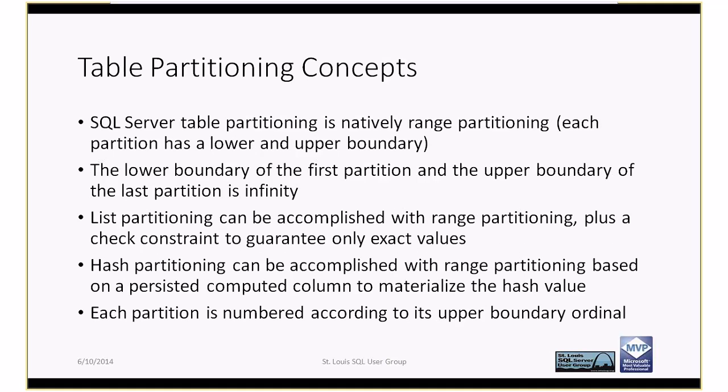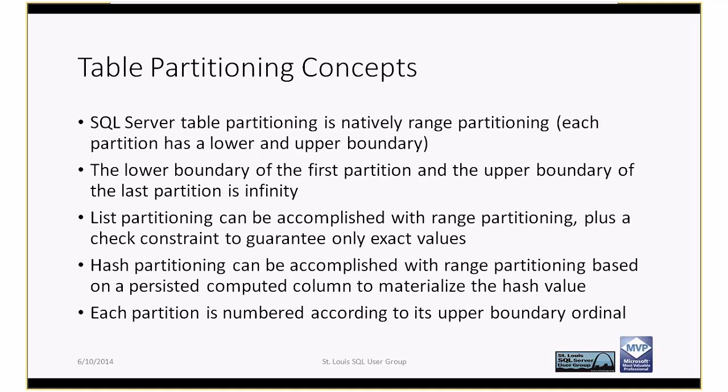SQL partitioning is natively ranged partitioning, meaning that every partition has a lower and an upper boundary, and any values that fit within that boundary get placed in that partition. The lower boundary of the first partition of the table and the upper boundary of the very last one is infinity, meaning that there has to be a place for every row. So, you can't have any rows outside of the range of what's considered the table. It'll get the highest possible value on the last partition and the lowest possible value on the first one.